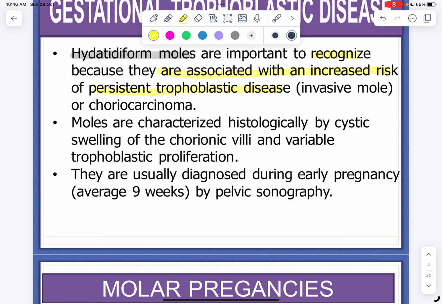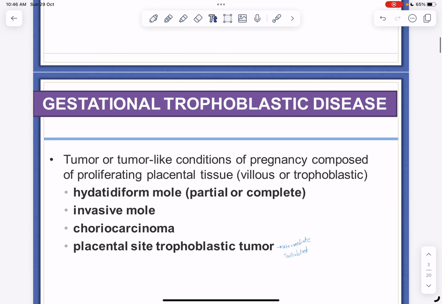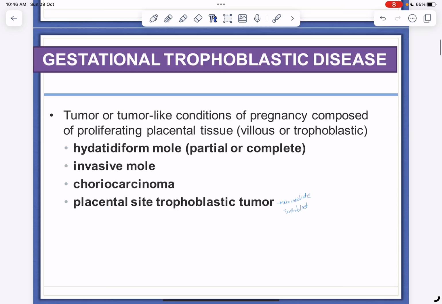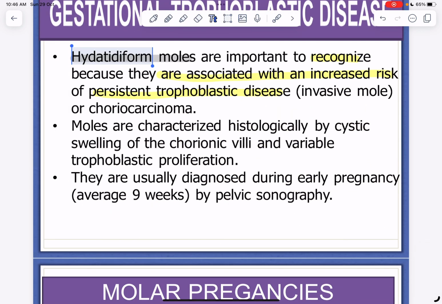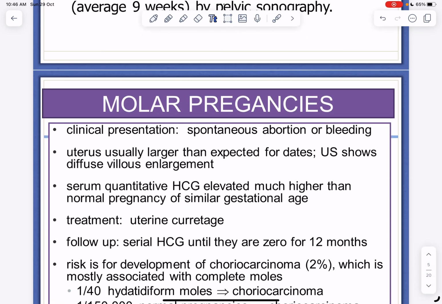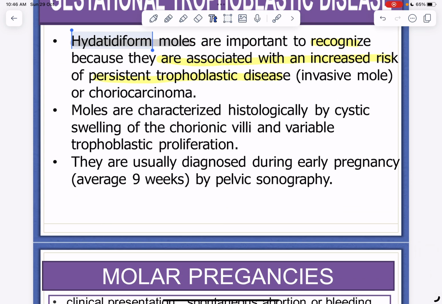Moles are characterized histologically by cystic swelling of the chorionic villi. You know that the placenta is formed from chorionic villi lined by cytotrophoblast and syncytiotrophoblast, with a variable size. Here in this condition, when these villi become cystically dilated, we call it hydatidiform mole. It's the same placenta, but it undergoes cystic swelling of the villi. So it transforms from a normal placenta with variable size villi to abnormal large cystic swelling of villi. At this point, we call it hydatidiform mole.